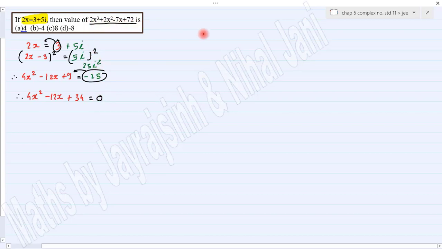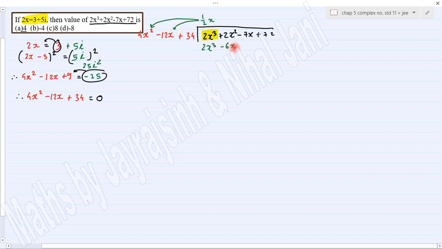Now let's try to get 2x cubed plus 2x square minus 7x plus 72 in terms of 4x square minus 12x plus 34 by taking long division. Now initially we need 2x cubed. We have to multiply by 1 by 2x. So 1 by 2x into 4x square will become 2x cubed. 1 by 2x into minus 12x will become minus 6x square, and 1 by 2x into 34 will give us plus 17x. Now let's change the sign.